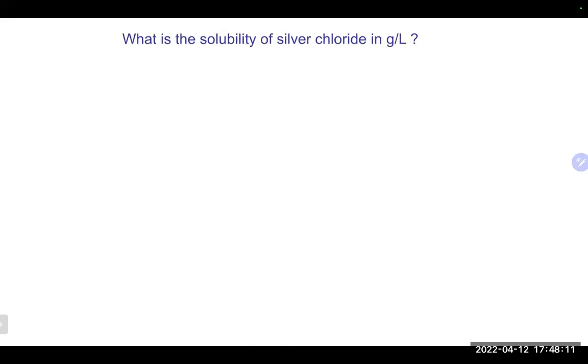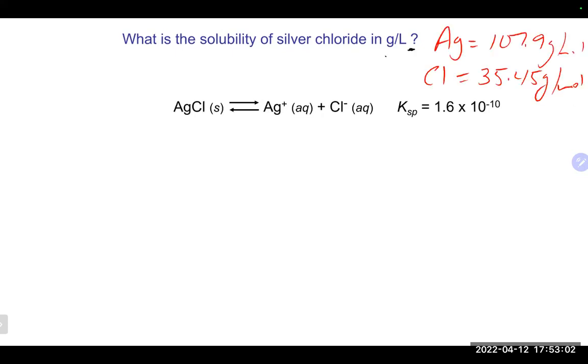All right. So why don't you do, what is the solubility of silver chloride here in grams per liter? And there's the Ksp of it. Okay, let's take a look, see how you're doing. So this is a problem where, again, really the only thing given to us is the Ksp. So we definitely should do an ice table in this case.